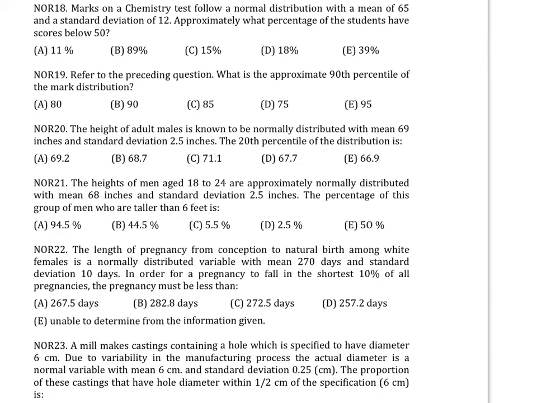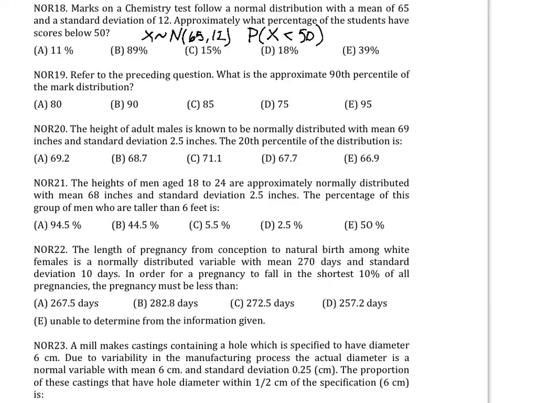Let's do problems 18 and 19. On problem 18, we're told about marks on a chemistry test that are distributed normal with a mean of 65 and a standard deviation of 12. So we write it like this. And the question is, find the probability that students have scores less than 50.